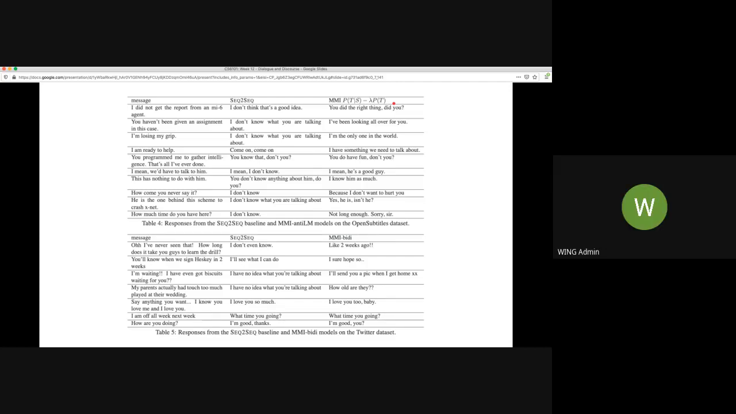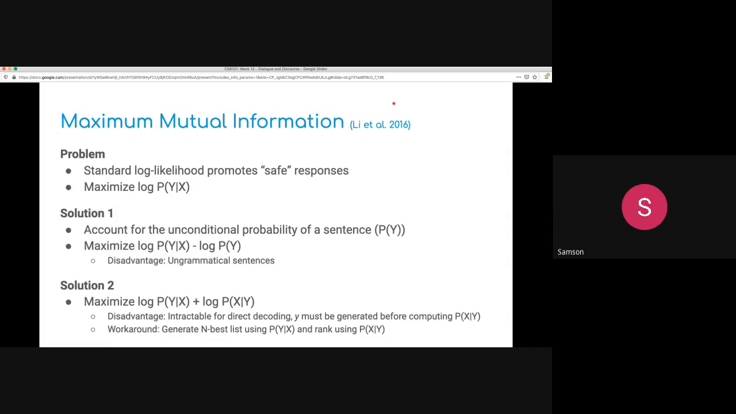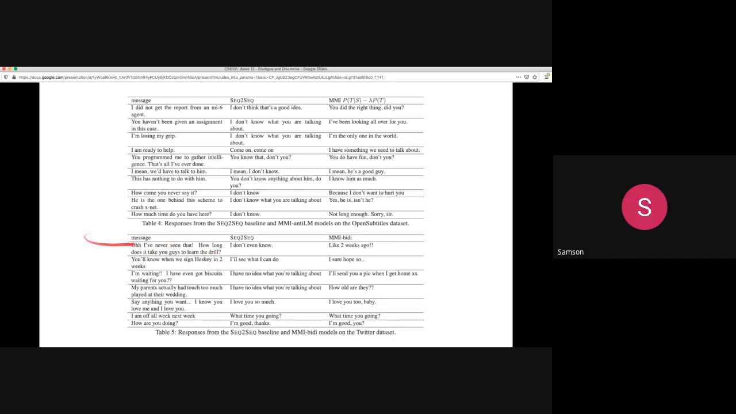I have one question. Go ahead. So as the paper says, how do we compute P of X given Y? What they do is they generate, let's say, N candidates using P of Y given X, then they compute the probability of X given each of those individual sentences. So that's like a score, right? Then they rank the responses and give the best. So it becomes a two-step process.